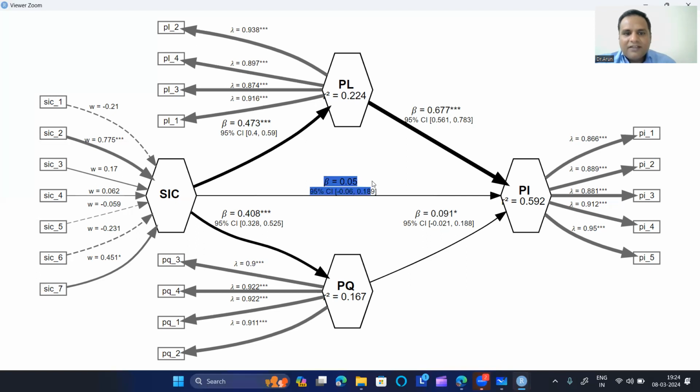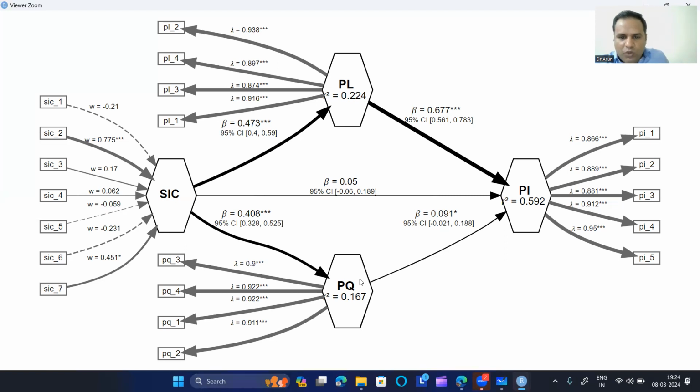See, the path from SIC to PI, this is not significant. So it means there is no direct effect. So there is only one indirect effect, from SIC to PL to PI. So I can say perceived liking mediates the relationship of SIC and PI. But I can't say for PQ. Perceived quality does not mediate the relationship of SIC and PI.